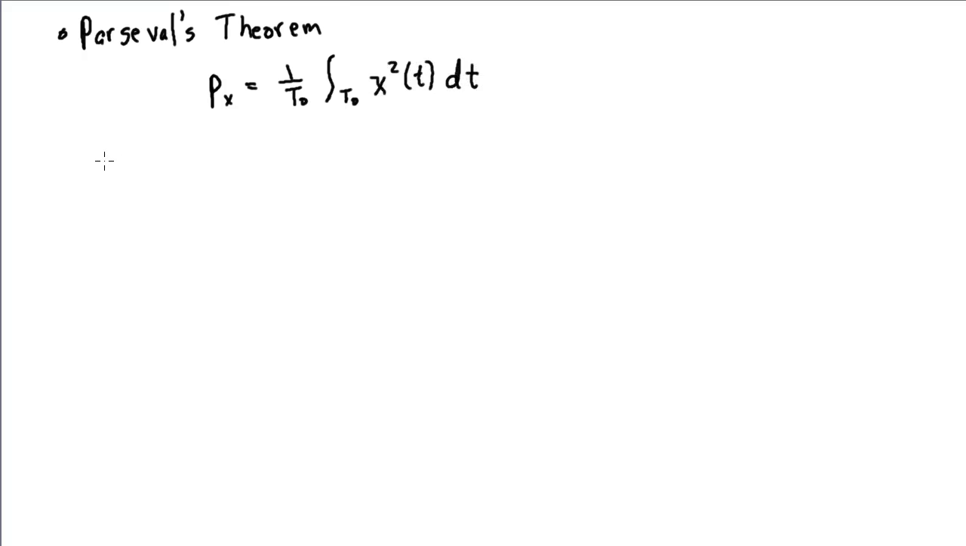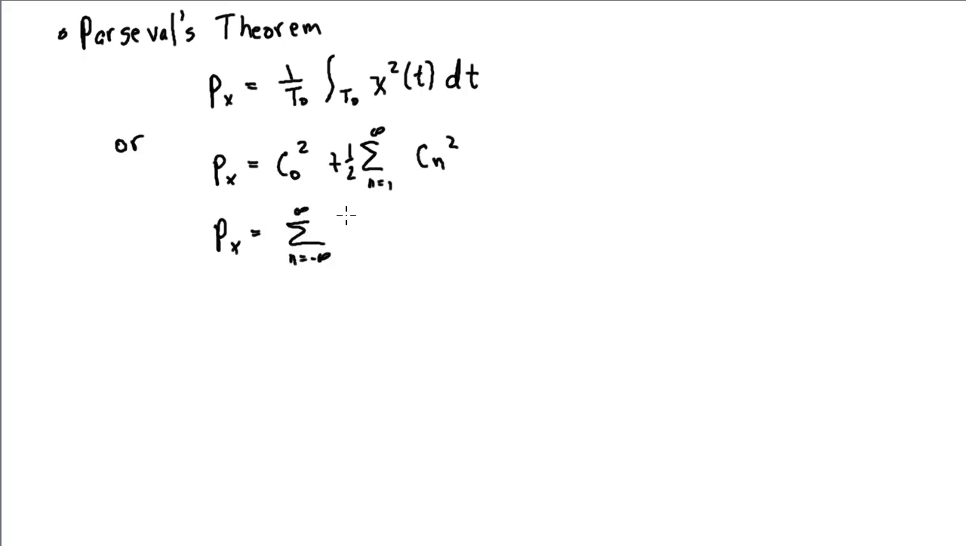Okay. Parseval's theorem states that p of x is also equal to, using the trigonometric Fourier series components, c0 squared plus the sum, it's actually 1/2 the sum from n equal 1 to infinity of the cn squared, or using the exponential Fourier series representation, it's the sum from minus infinity to infinity of the dn squared components.